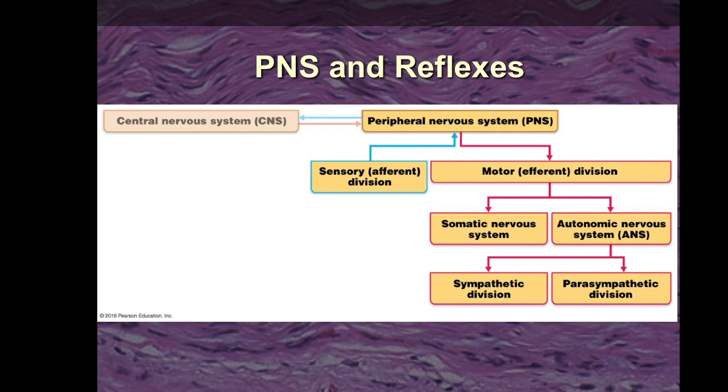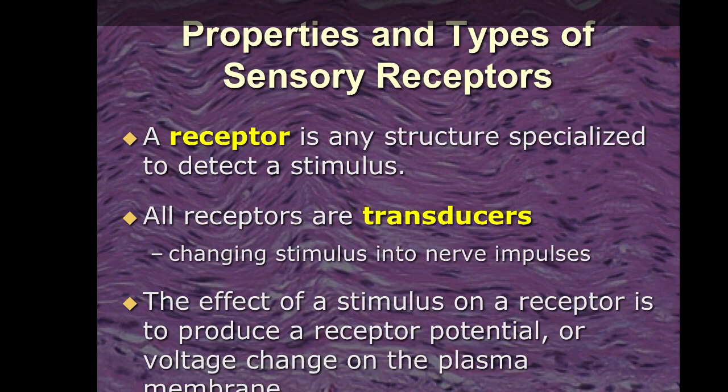Okay, so this half of the chart is where we're going. We've looked at this chart before. We know that there's sensory information being taken in, and we know that there's motor information going out. Okay? All right, so let's talk first about the sensory half of the peripheral nervous system. So getting information into the central nervous system.